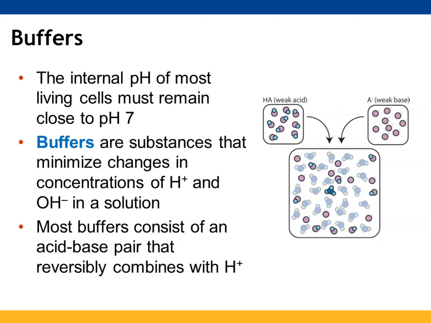If you look at the picture on the right, you see how you have HA and A minus. So they both have the A in common, and they need to differ by a proton. So they need to be able to go back and forth. So HA could give up its proton and make A minus. A minus could accept the proton and make HA. So they've got to be able to go backwards and forwards by the addition of hydrogen or hydroxide ions.